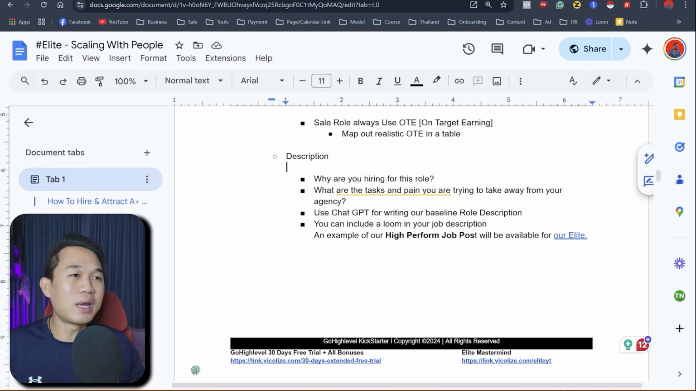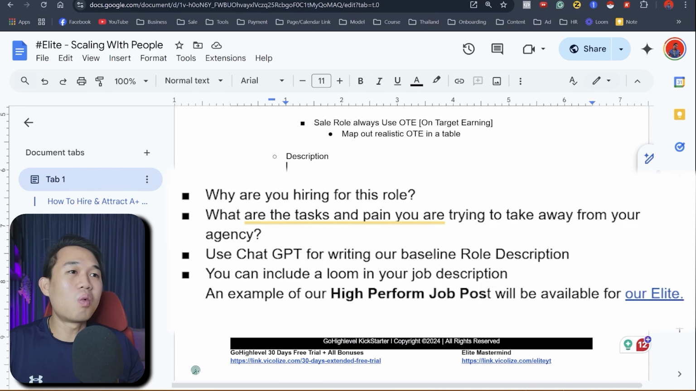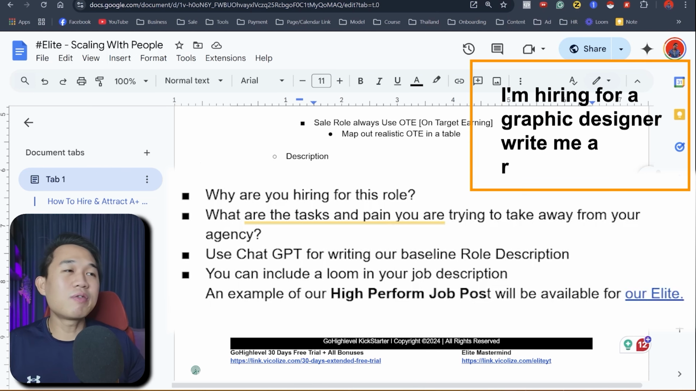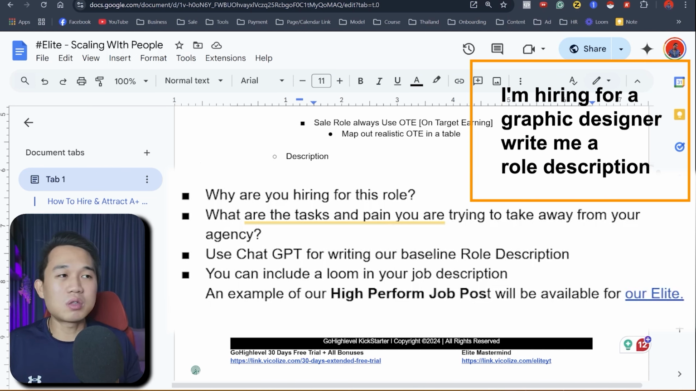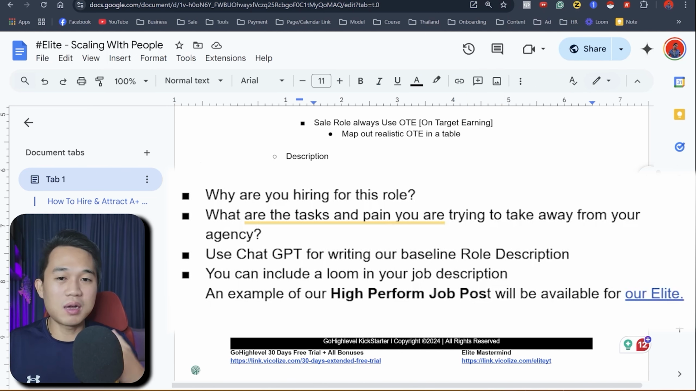Okay, so here are some of the questions that are going to help you. Why are you hiring for this role, right? What tasks and pain are you trying to take away from your agency? You can use ChatGPT to help you write a baseline role. So for example, if I'm hiring for a graphic designer, I just use ChatGPT to say, I'm hiring for a graphic designer, write me a role description. And I really just work from there. I just copy and paste and work from a role baseline given by ChatGPT, right?